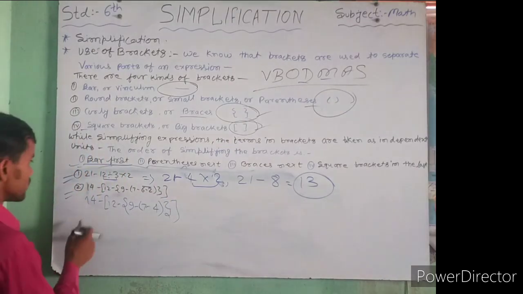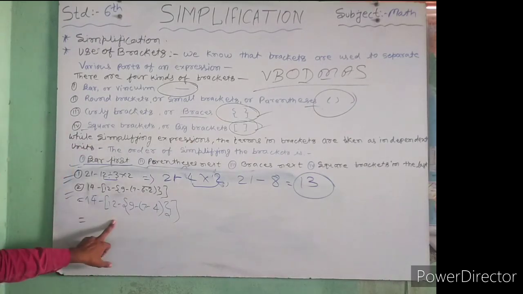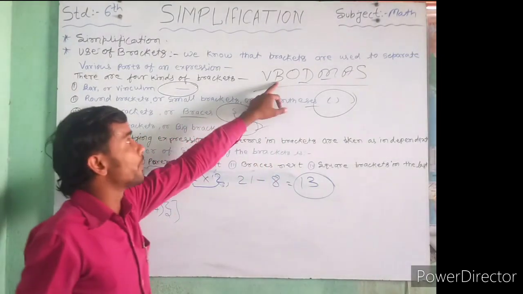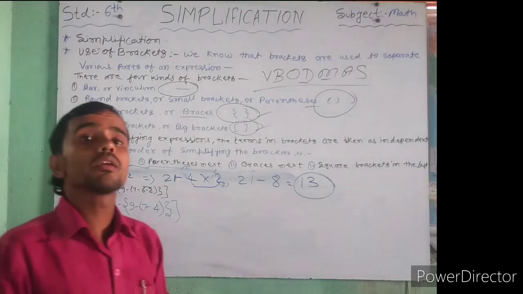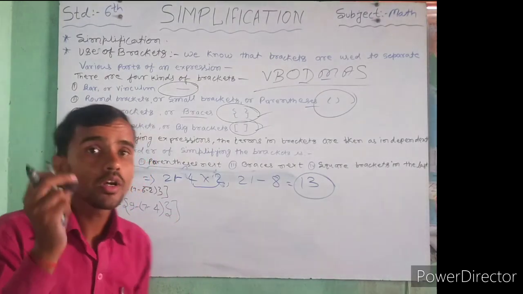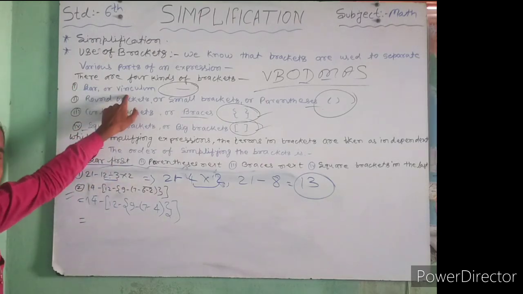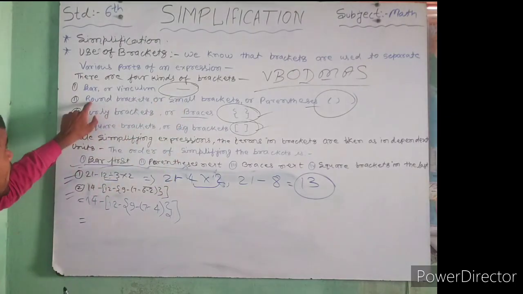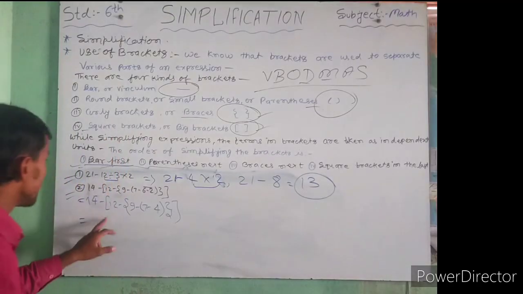Is that clear? Next here, next rule is O. O means off. Sorry, B for bracket. But here is one more type. So another thing to remember for your simplification: firstly, bar or vinculum. First you solve the vinculum. Next, round bracket. Firstly you solve the round bracket. So where is the round bracket?